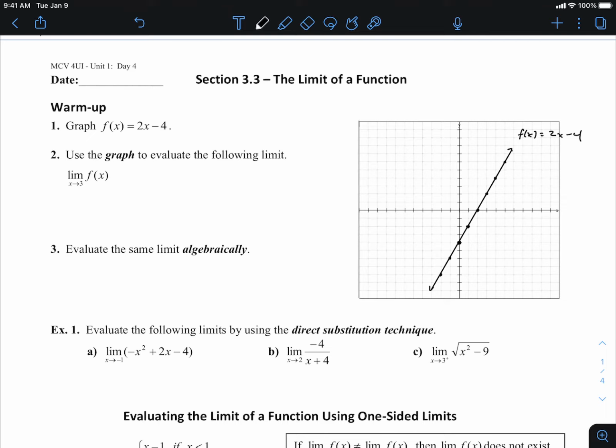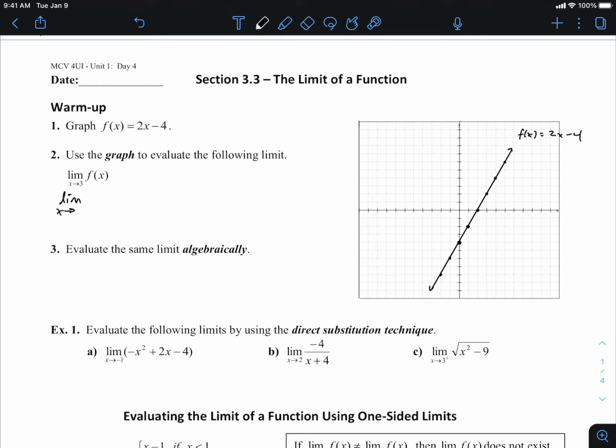So I took the liberty of doing this in advance here. I just graphed the function in number 1 on the grid provided there. And then number 2 asks us to use the graph to evaluate the following limit. And so we want to look at the limit as x approaches 3. So we want to look at the behavior of the graph around the x value of 3.